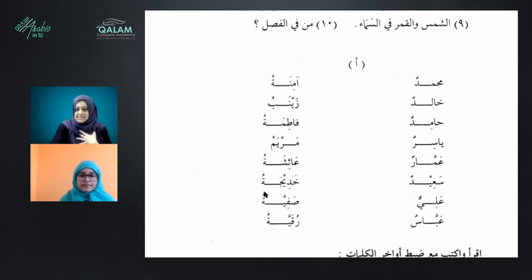Now, in all these names, can you pick the ones that are different from the rest? Zainabu and Maryamu. Good. They don't have a ta marbuta at the end of them. When a female name does not have a ta marbuta at the end, it is non-Arab in its origin. That's why they don't have the ta marbuta. So Zainab and Maryam are non-Arab names.